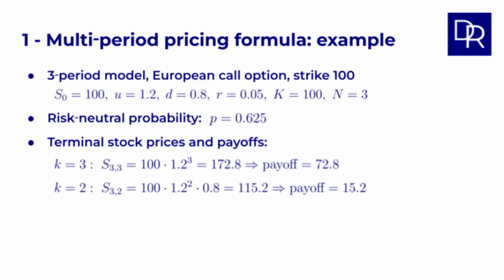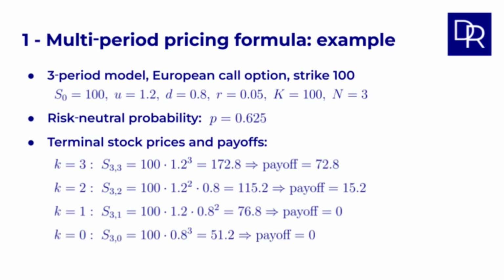Similarly, for k equals 2, so 2 up moves and therefore 1 down move, the stock price is S0 times 1.2 to the power of 2 times the down factor 0.8, which equals 115.2, so the call option payoff is 15.2. Then with only 1 up move, k equals 1, the stock price is 76.8. This means the call option's right to buy at 100 is worthless, so the payoff here is 0. And in the same way, for k equals 0, the stock price is also below the strike price, so again, the option payoff equals 0.